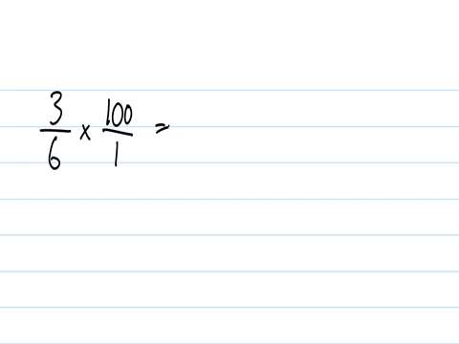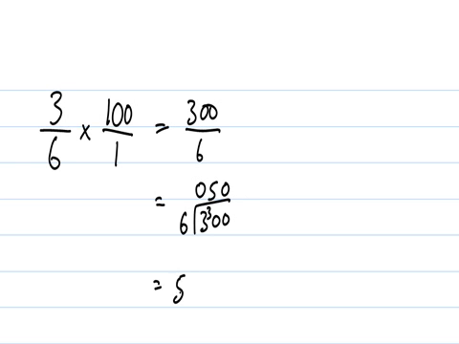Therefore, if you're writing this down in full, 3 times 100 is 300, 6 times 1 is 6, and when you work this out, 6 into 300, 6 into 3 doesn't go, 6 into 30 goes 5 times, 6 into 0 doesn't go. So therefore your answer will be 50%. Now, I would expect you to be able to do this in your head, to know that 3 out of 6 is the same as a half, so therefore you're working at half of 100, and you can go straight to the answer, which is 50%.